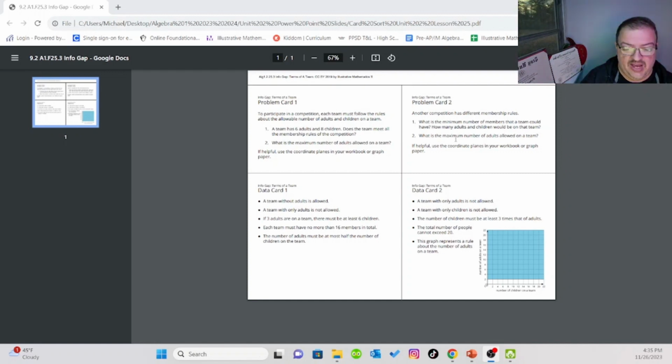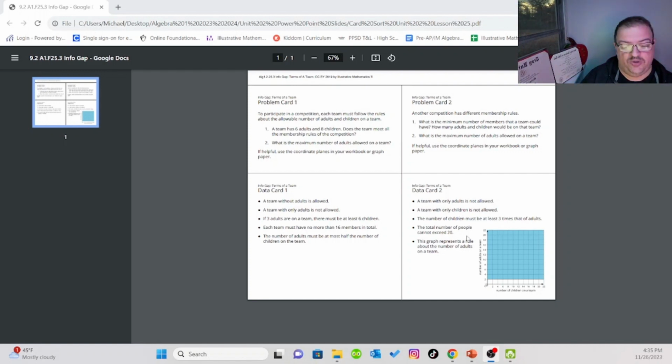Now, if we look at the second situation, a team with only adults is not allowed. C must be greater than or equal to 1. Must be at least one child. A team with only children is not allowed. A must be greater than or equal to 1. The number of children must be at least 3 times that of adults. So 3A must be less than or equal to C.